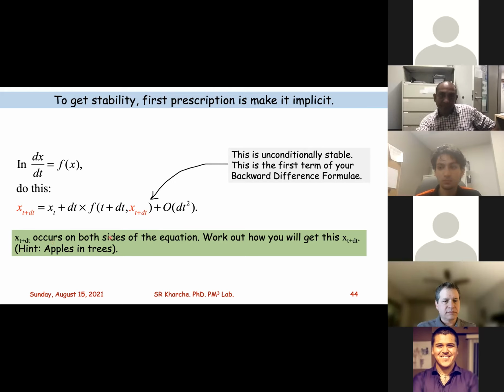It's somewhat related to Newton's that we discussed several slides ago. But fine. Moving on to the actual method that is provided in the solver, in the PM3 solver. And this is the backward difference formulae based method.